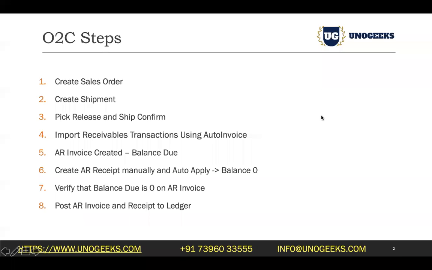What would be the high level steps involved in this particular process, order to cash cycle? You would have a customer who has shown interest to you or who wants to buy something from you. So what you would do in such case, you would create a sales order. You, in the sense the client, they would create a sales order. And that sales order will have the details of the items that the customer is willing to buy, and you ship the product to the customer, and you create a shipment.